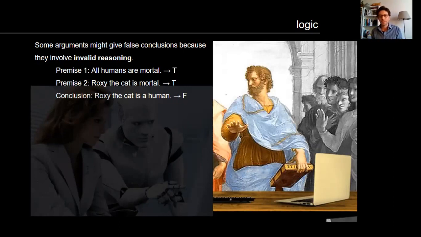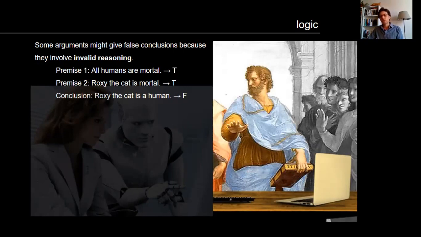Here, look at this example. Premise one: all humans are mortal, which is a true premise. Premise two: Roxy the cat is mortal, which is also a true premise. We know that cats are mortal. Conclusion: Roxy the cat is a human. And this is a false conclusion. Roxy the cat is not a human, it's a cat. The reason why we could have a false conclusion, even when we had true premises, is because the reasoning is mistaken. There's a mistake in our reasoning here, and we call such mistakes invalid reasoning.